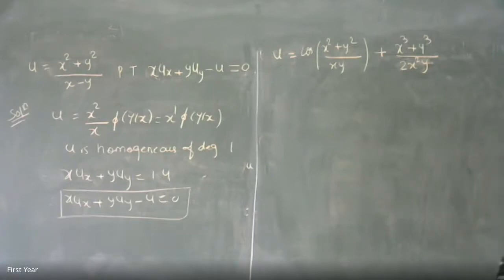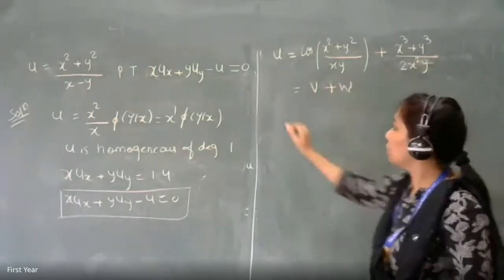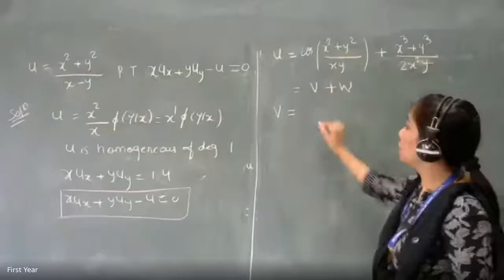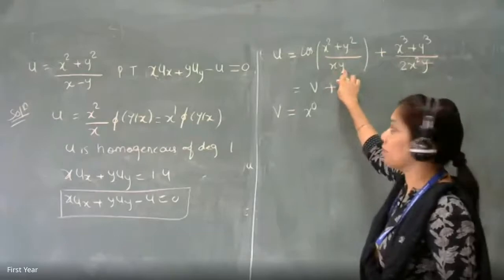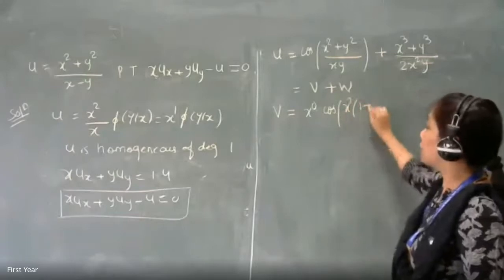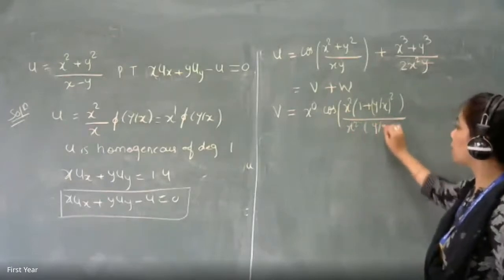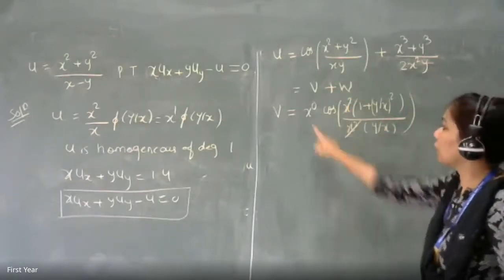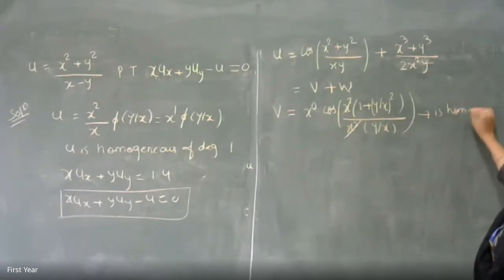Now what is u? Is this homogeneous directly? u is actually b plus w. What is b? b is of degree 0 because it is x raised to 0. This is of degree 2 as well as this is of degree 2. So it is cos of x square, I'll write it in this particular case, (y by x) the whole square upon x square into y by x. So this x square cancels, and that's why I can write x raised to 0 here. So this is homogeneous of degree 0.